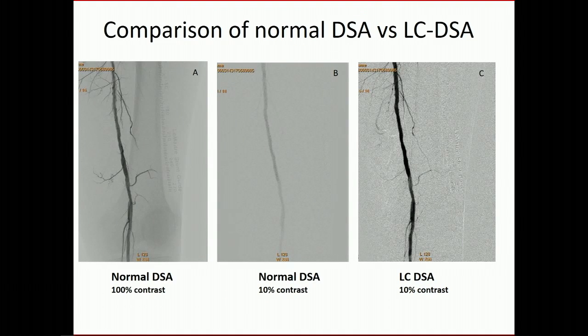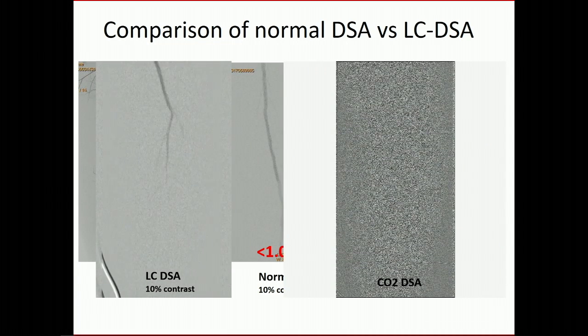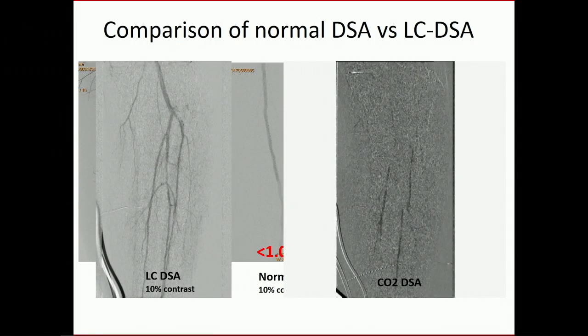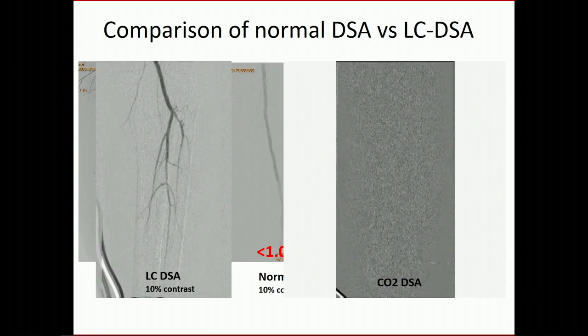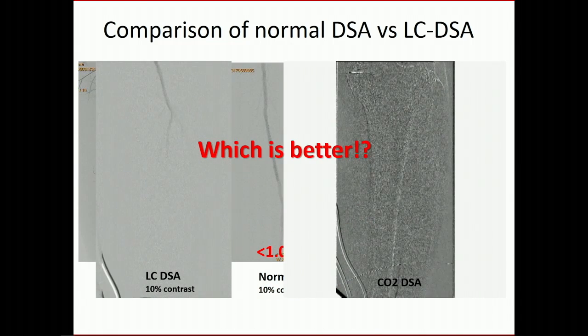Discussion. This is a comparison of normal DSA and normal DSA with diluted 10% contrast. And this image is our LC-DSA imaging. We could get acceptable imaging with a very small amount of contrast. And this is a comparison with CO2 angiography in the same patient. Imaging quality was better than CO2 DSA.